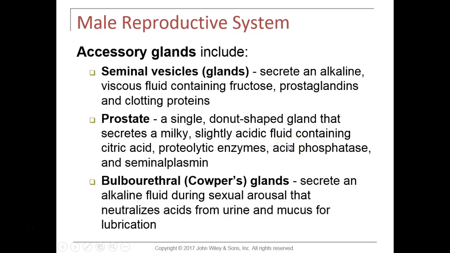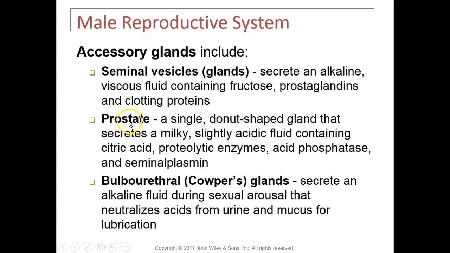Now let's talk about the glands a little bit more. The seminal vesicles are the largest of the male reproductive glands. They are paired. They lie on the posterior part of the urinary bladder. They secrete an alkaline fluid that contains fructose, compounds called prostaglandins, and clotting proteins.